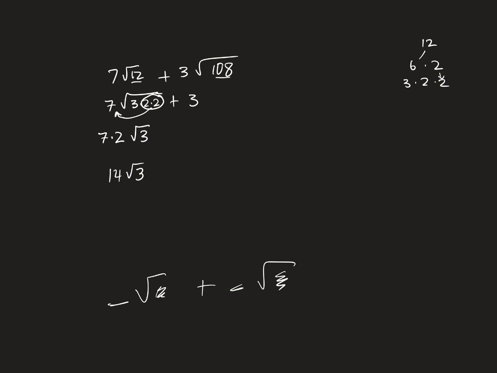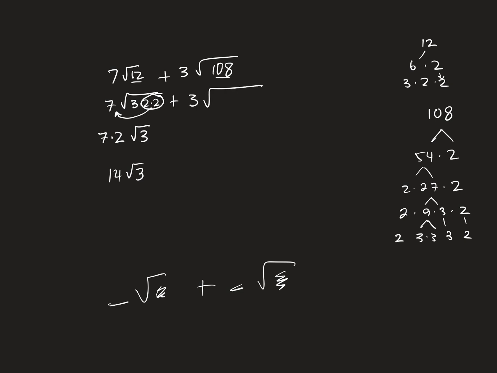Okay, the next one, plus 3, okay, 108. 54 times 2, that would work. And then 54 splits up to 2 times 27 times 2. 27, that splits up to 9 times 3. And then this 9 splits up again. The 9 splits up to 3 times 3. And then this 3 and this 2.